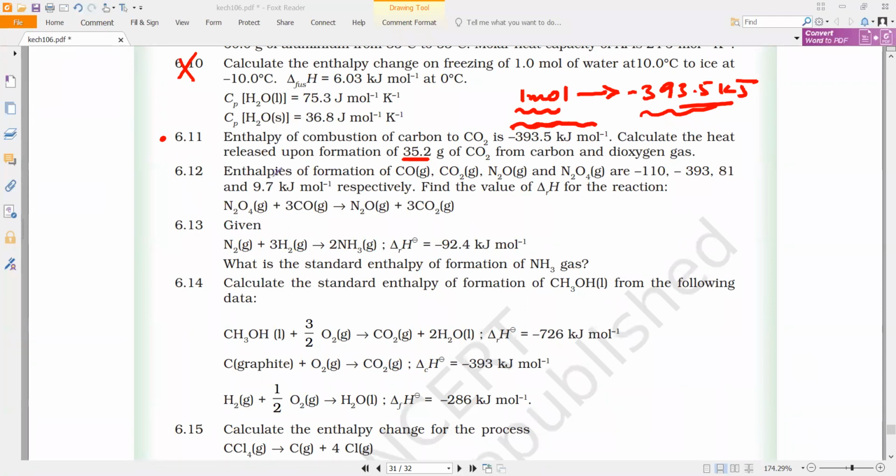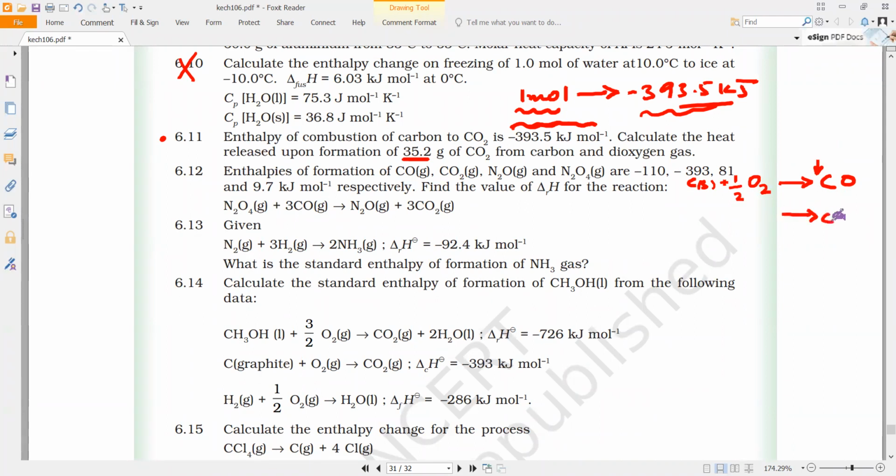Now again, this question 6.12: enthalpies of formation of CO, CO2, N2O, N2O4 are this much. For all of these enthalpies of formation, you will write the chemical equation. For example, for the enthalpy of formation of CO, you will first write the product, CO, then see which elements are forming. Carbon is solid at room temperature, and oxygen is half O2. You cannot change the stoichiometric coefficient of the product because it should be 1 mole of product formed. The definition of enthalpy of formation says it is the enthalpy change when 1 mole of a substance is formed. So you cannot change the number of moles of the product.